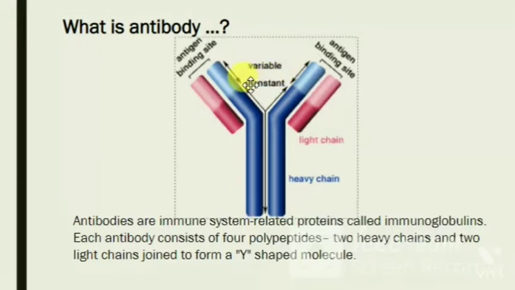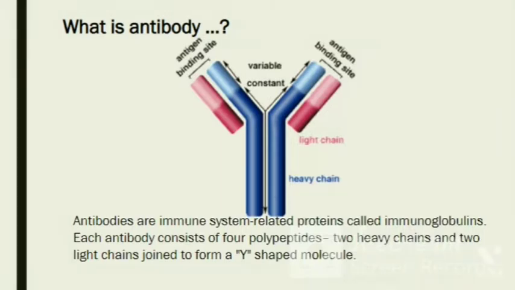Here you can see it is written variable and constant. That means these regions are not constant, they are variable. They keep changing on the basis of the requirement of the antigen, what kind of antigen is going to bind with it. These antibodies need to adjust themselves according to the antigens. Each light chain of the antibody is made up of 100 to 110 amino acids, and the heavy chain consists of 330 amino acids.